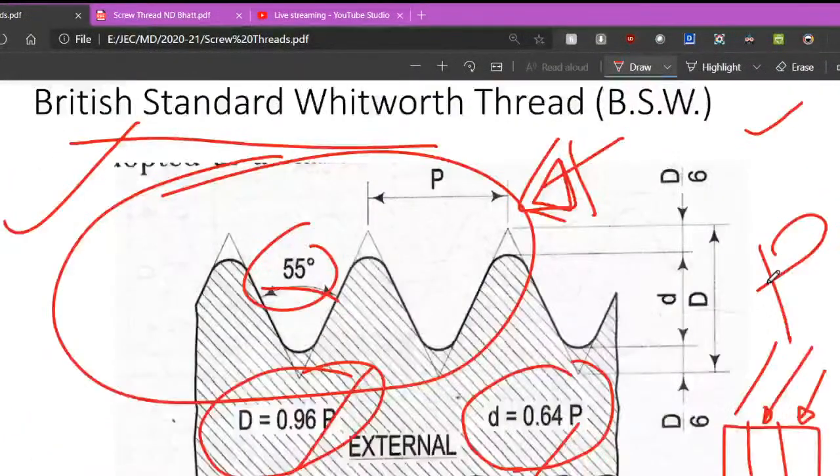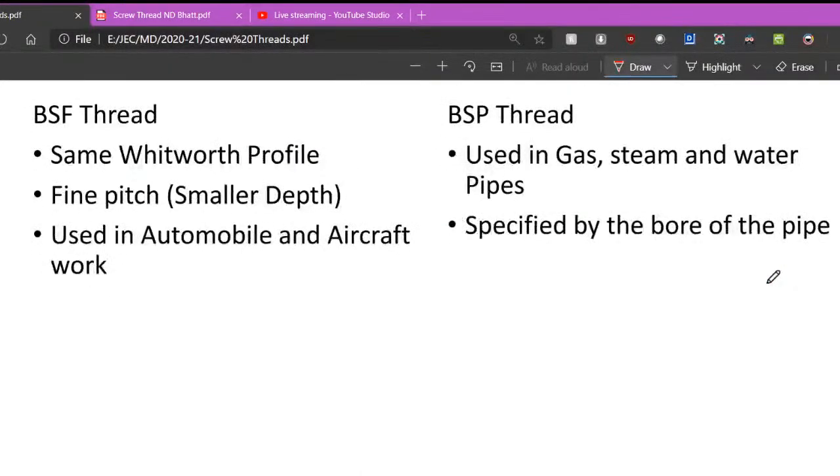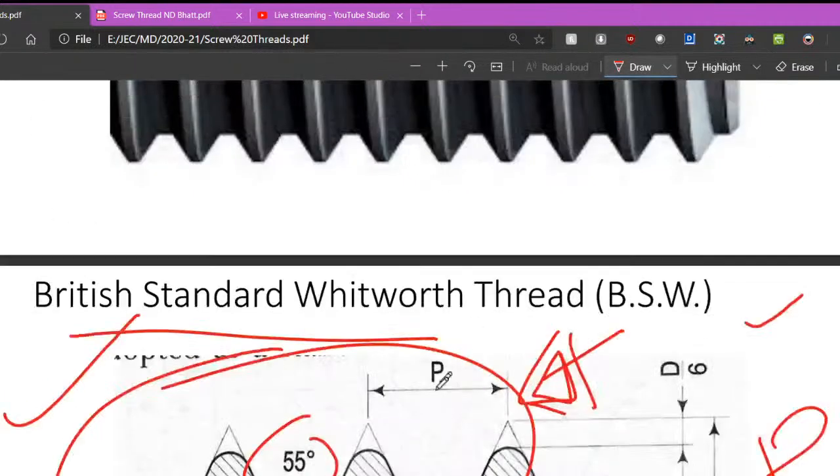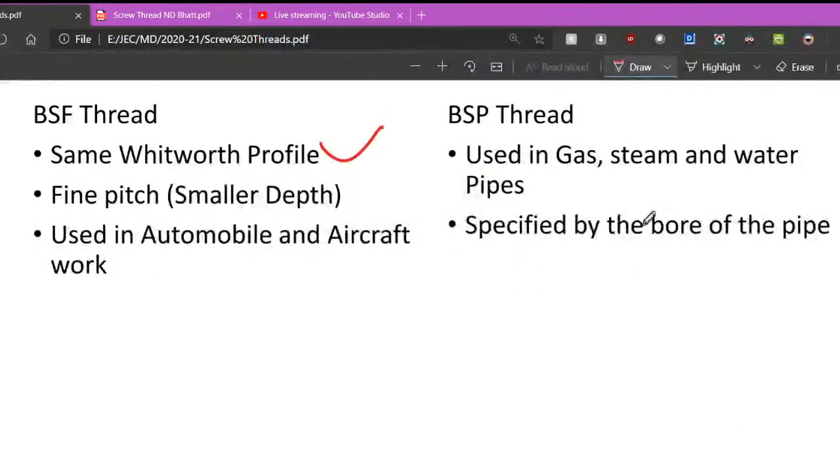Okay, then I was discussing this one. So with what profile that having the angle of 55 degree, this one, pitch is, again we calculated thread per inch 1 by n. If n is number of thread in 1 inch, so pitch becomes 1 by n. And same profile, fine pitch.